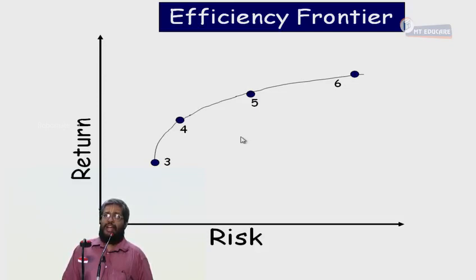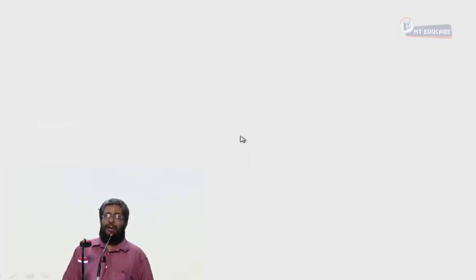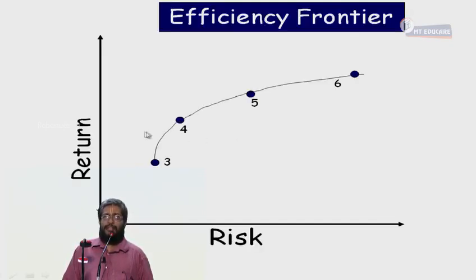Suppose there's a share Z, which gives a point here. That means Z gives, for this risk, so much return. Tell me, is it a good portfolio or bad portfolio? Bad portfolio, because for this risk, this point is giving you higher return, or this point is giving the same return at lower risk.